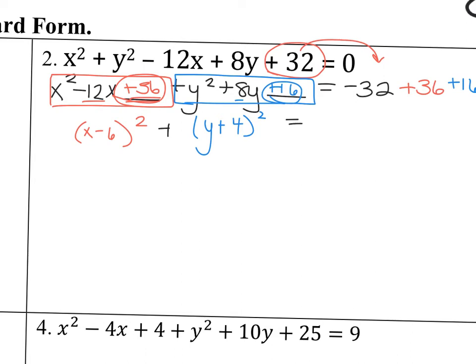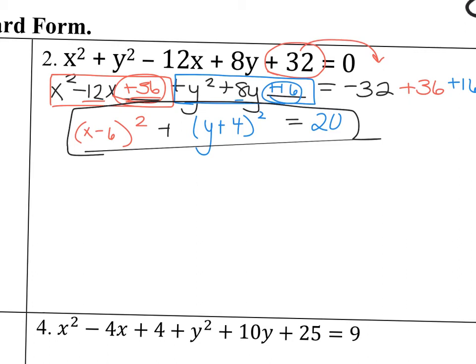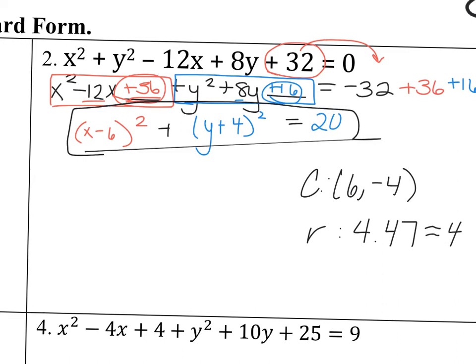And now I'm going to clean up. Negative 32 plus 36 plus 16. I get 20. So now notice I'm done. This is my equation in standard form. So if the directions ask me for the center, I could say the center was what? 6, negative 4. And my radius is the square root of 20, which is 4.47, which is closer to 4.